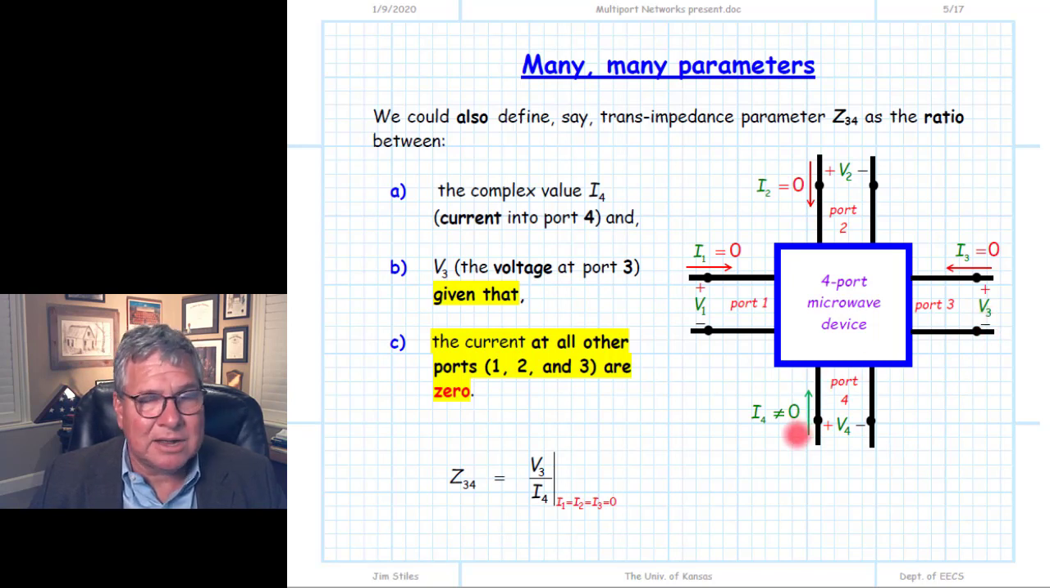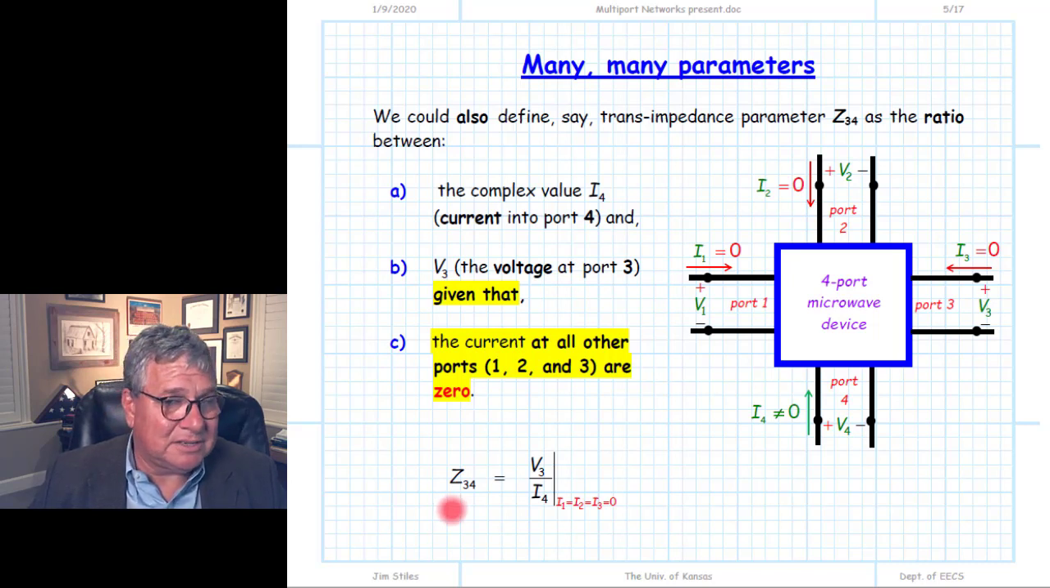Because we only have one non-zero current, the current at port 4, we can attribute this voltage at port 3 completely to the current at port 4. We can go through and take the ratio of the voltage V3 divided by that non-zero current, the only non-zero current at port 4, and that is Z34. The ratio of V3 to I4 when all other currents are equal to zero. Once again, I reiterate, if any of the other currents are not equal to zero, we can take the ratio of V3 to I4, but it will not be numerically equal to the trans-impedance parameter Z34.